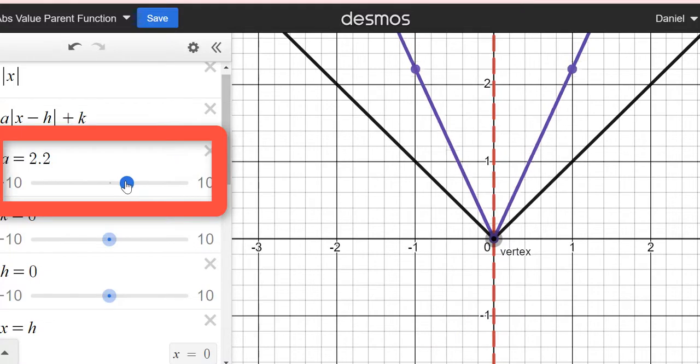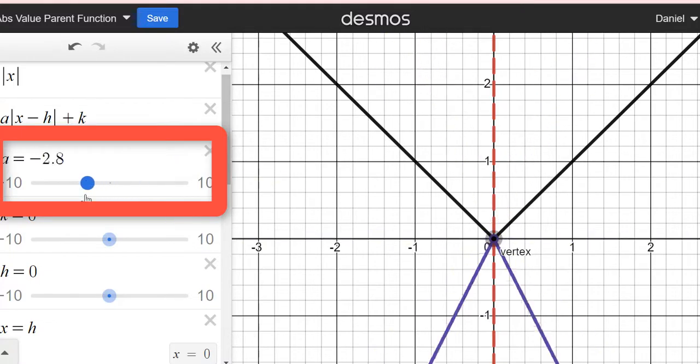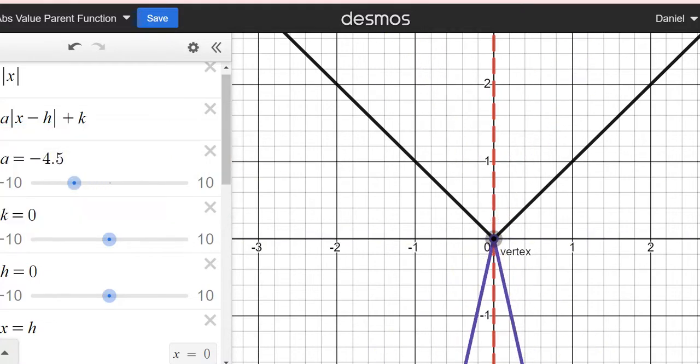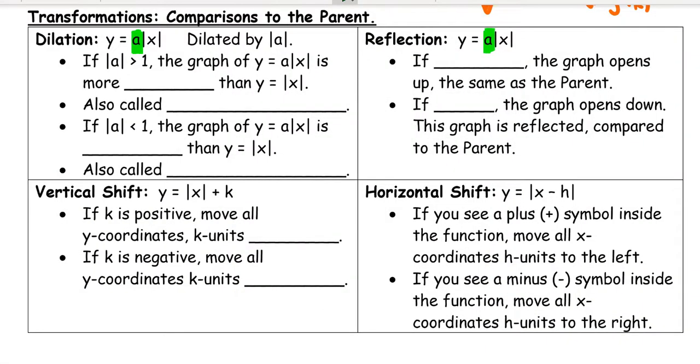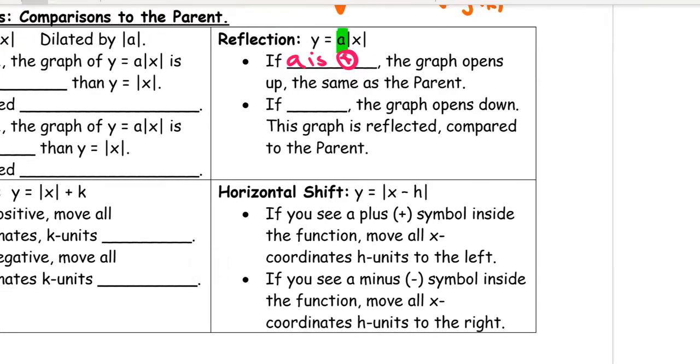So when the A value is positive, we open up, and when the A value is negative, we open down. Let's write those two pieces here in the reflection part. You can abbreviate this if you want. If A is positive, I'm just going to write a little plus sign, the graph opens up. If A is negative, I'm going to write a little minus sign. You can write out the word negative if that works for you. That's where we have up or down depending on the A value. So if A is positive, you open up. If it's negative, you open down.